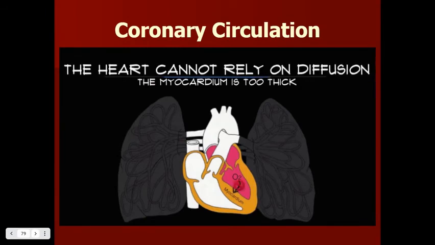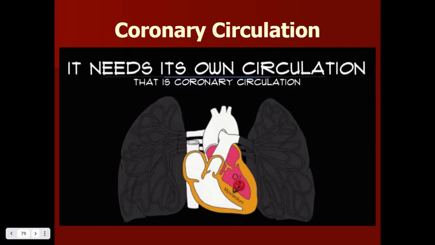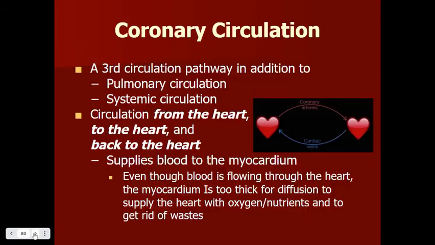So then we have coronary circulation. The heart needs its own circulation. It can't just rely on blood flowing in and out. So coronary circulation is actually a third circulation pathway in addition to pulmonary and systemic circulation. This is circulation from the heart to the heart and back to the heart.